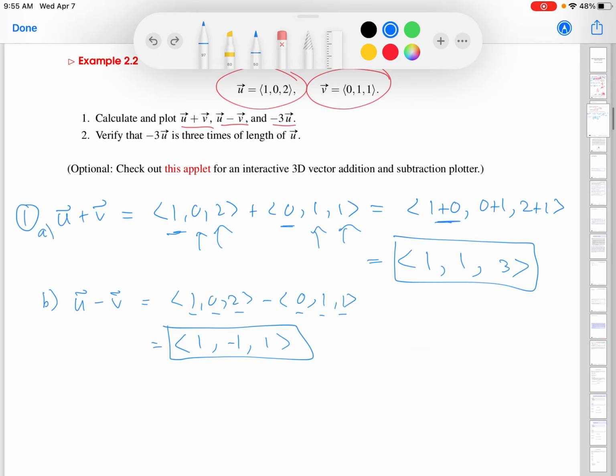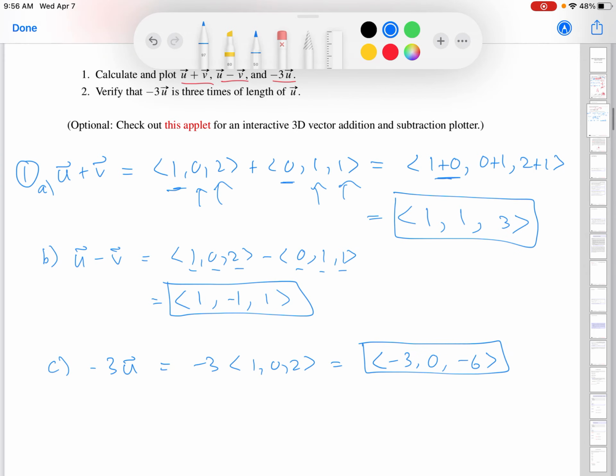And then let's look at part C. So how about if I scale u by negative 3? First, let's calculate it, and then let's talk about what it means. So u is the vector 1, 0, 2. So we just multiply in the negative 3 into each of the components. So negative 3, 0, negative 6. So that's the outcome.